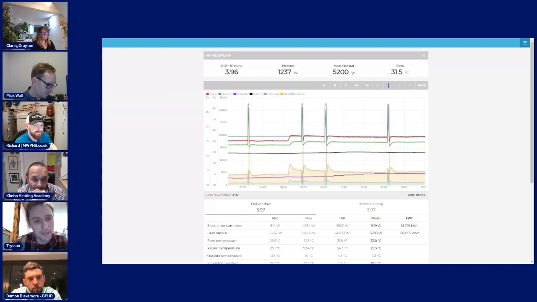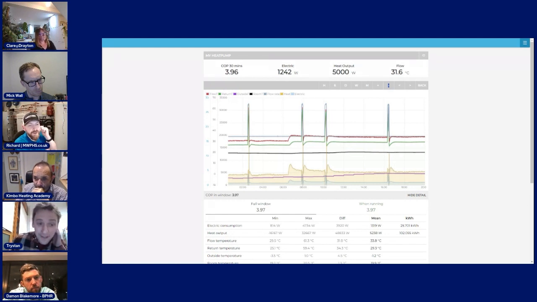So on the EcoDan, I've seen about 10%. The heat output is 10% below what the data book is saying, or at least that's what I'm getting on mine. And is that because manufacturers aren't taking the defrost cycles into account properly, or is it something to do with the way they're tested in-house? Well, I'm really interested to know why this is.